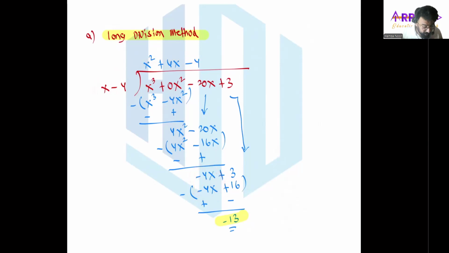But if you multiply this expression with a minus sign, the sign of each and every term will get changed. Now this 16 becomes minus 16, and this minus 4x becomes positive 4x. So minus 4x plus 4x got eliminated, and 3 minus 16, which is minus 13, is basically the remainder. And here you are going to stop.